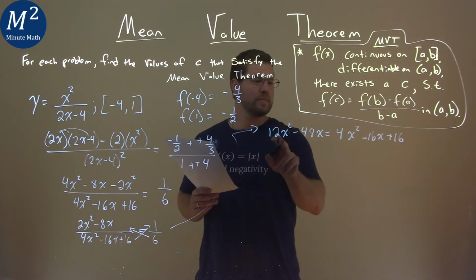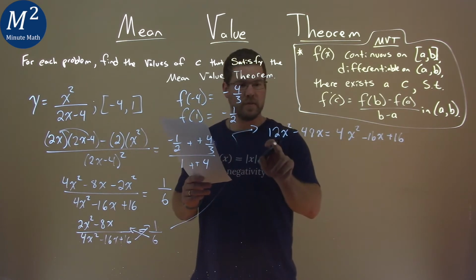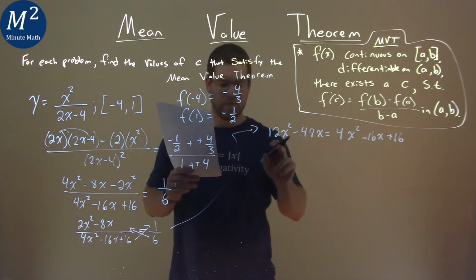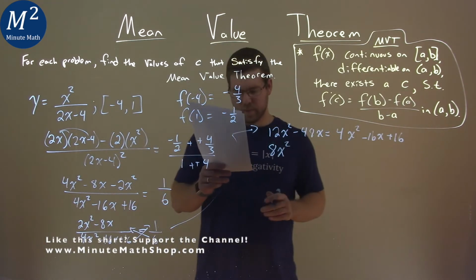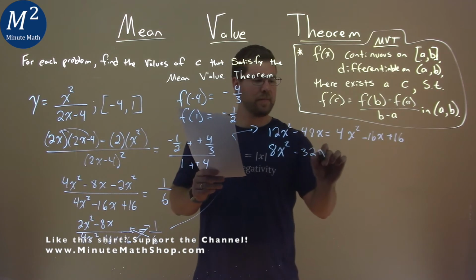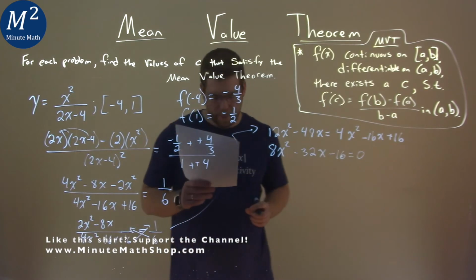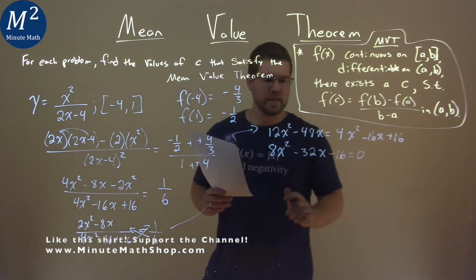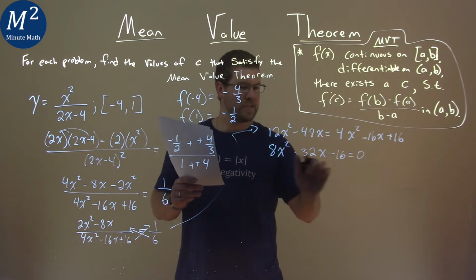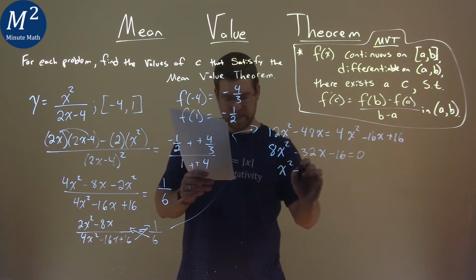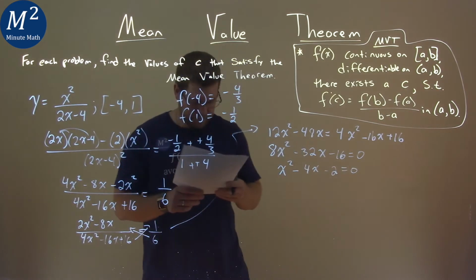Now here we go, combine our like terms. So I'm going to subtract everything over. Subtract the 4x squared from the 12x squared, and 12x squared minus 4x squared is 8x squared here. Add 16x to both sides, and I have negative 32x now. And then subtract 16 over here. Equals 0. 8 goes into all parts here. Divide everything by 8, and I have x squared minus 4x minus 2 equals 0.